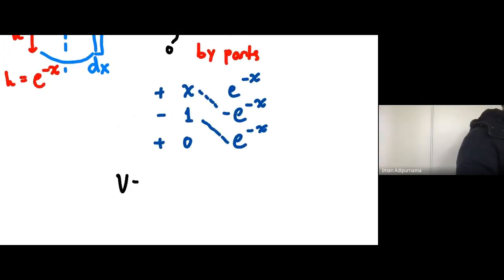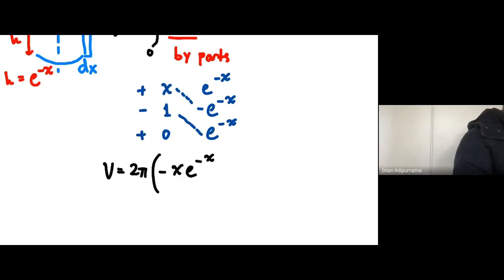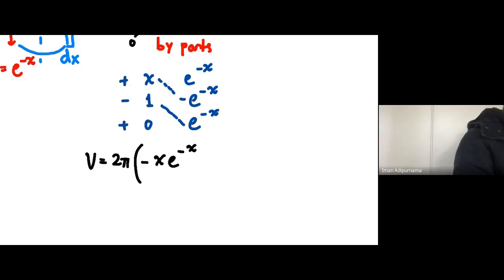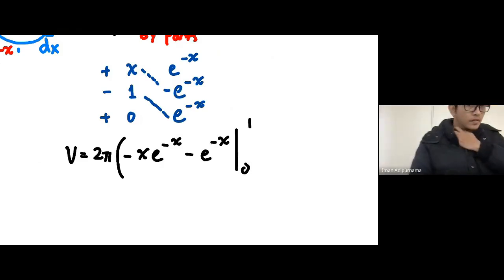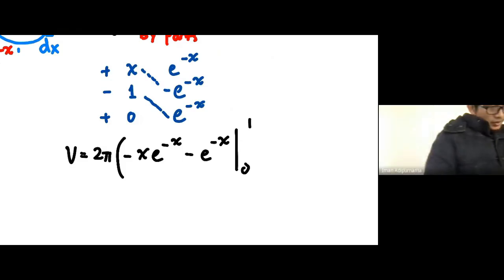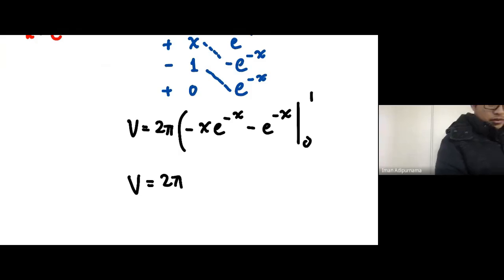So I can write down 2π and then negative x e^(-x), and then you can put down the constants, or maybe integrate them later, and the other one is this. And then you can solve it. I think it's not too difficult to solve, and you get the result is 1 minus 2 over e, right?